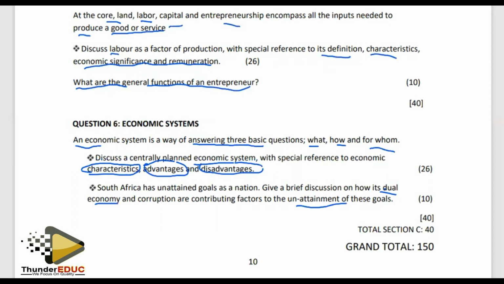Let's see what we are talking about. We are talking about discussing a central planned economy. Let's go to our bracket here and see what to do with question 6. If you are going to opt for that, say Section C, question 6, and then the introduction to that question.